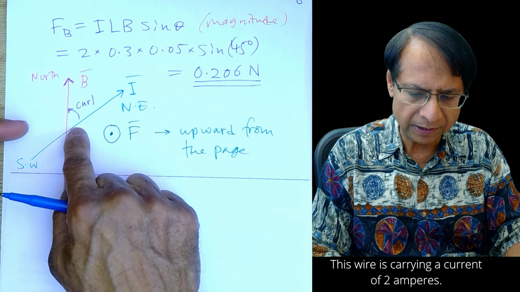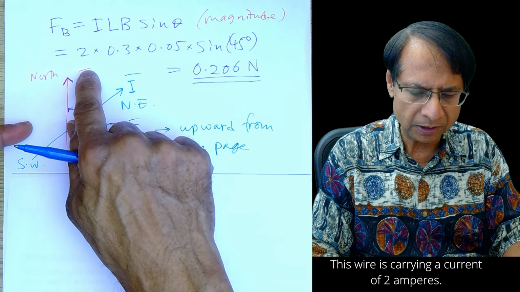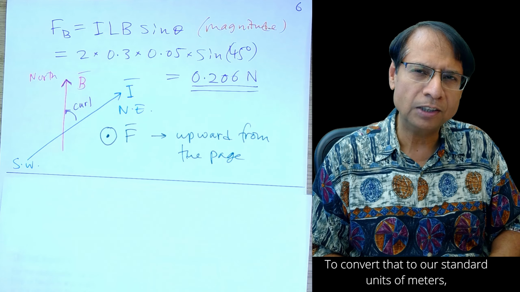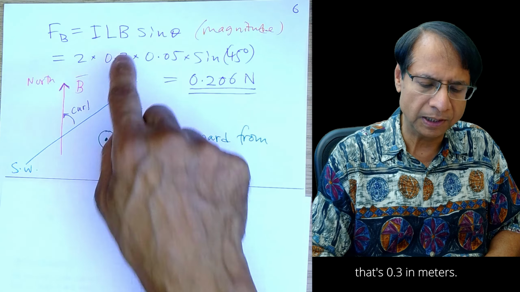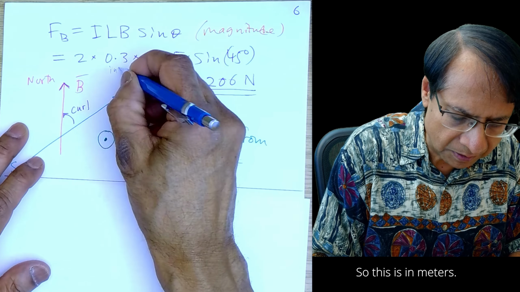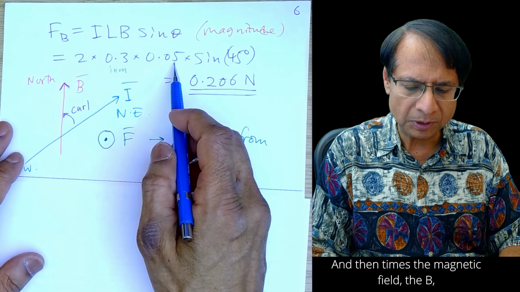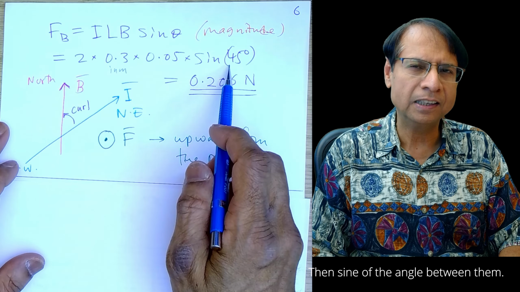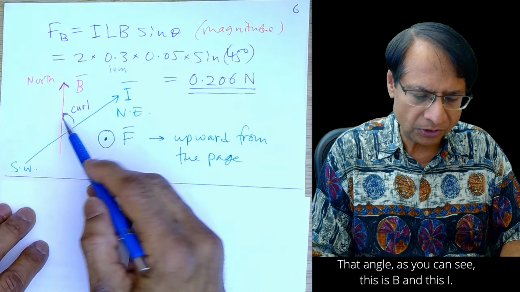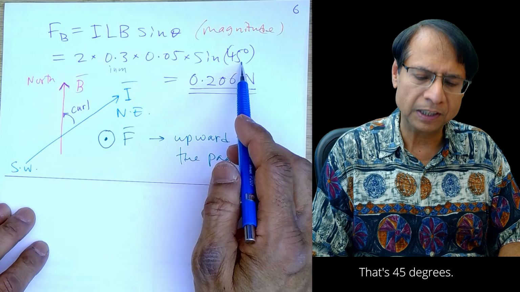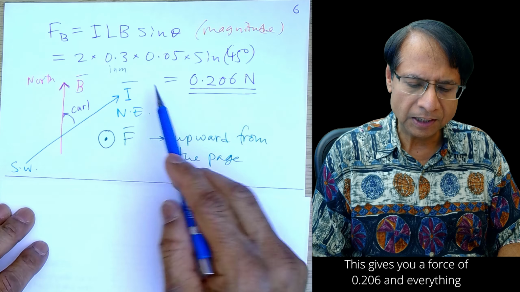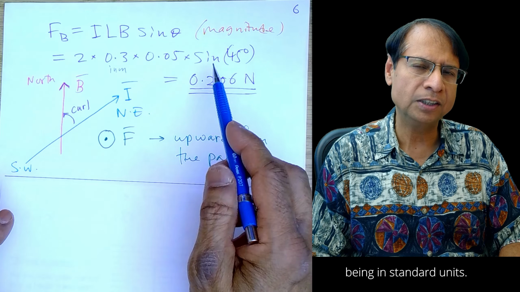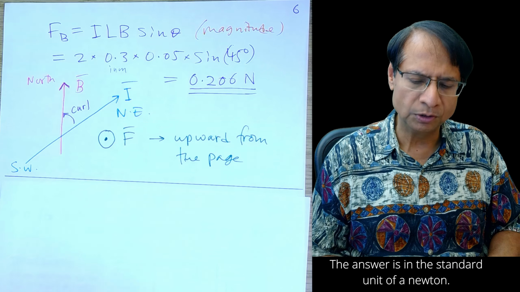This wire is carrying a current of 2 amperes. The length of the wire, the L, is 30 centimeters. To convert that to our standard units of meters, it's 0.3 meters. And then times the magnetic field, the B they said is 0.05 Tesla. And then sine of the angle between them. That angle, as you can see, this is B and that's I, that's 45 degrees. So crunch this out. This gives you a force of 0.206, and everything being in standard units, the answer is in the standard unit of a Newton.